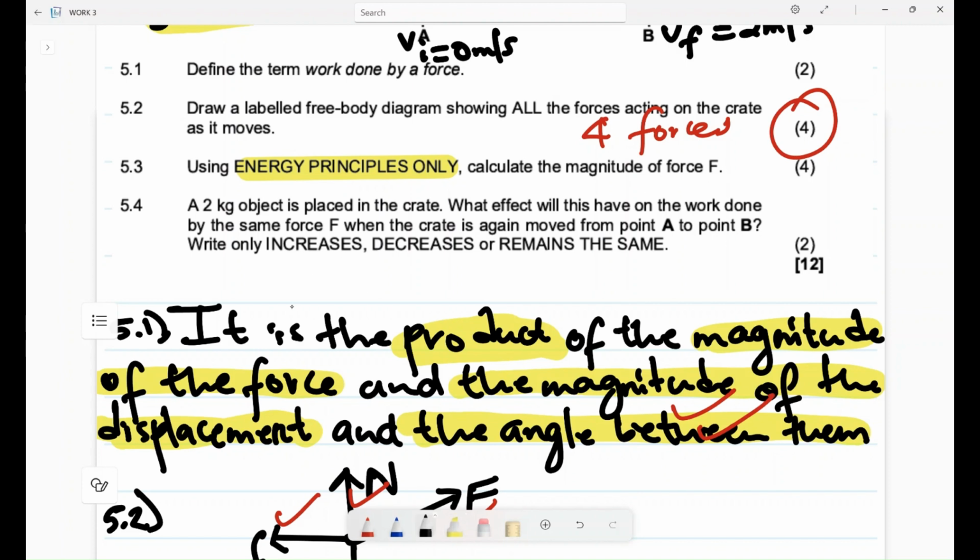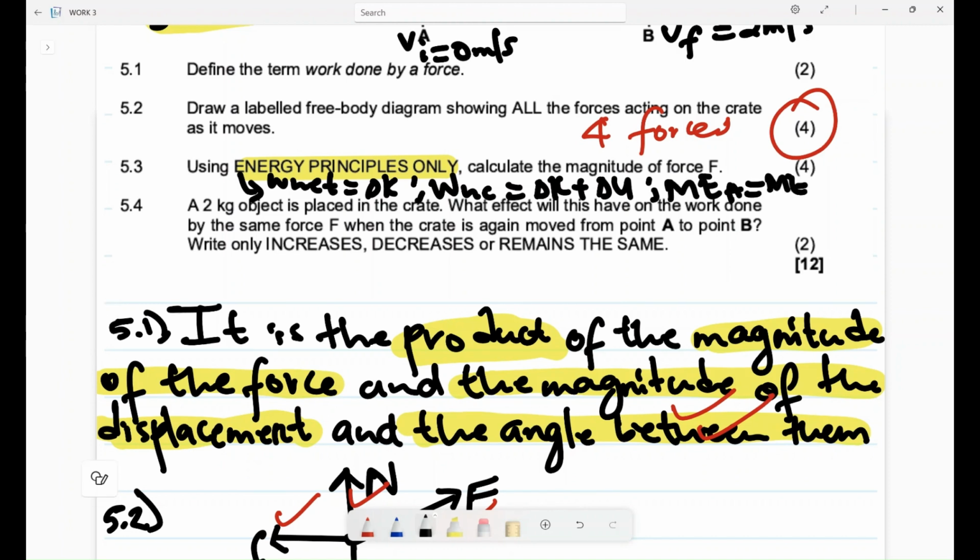Now, remember here, energy principles, there are 3 of them. W net is equal to change in K. The master, that always works. Work done by non-conservative force, you should have conservative force, change in K plus change in potential energy. The last one, mechanical energy at A is equal to mechanical energy at B.